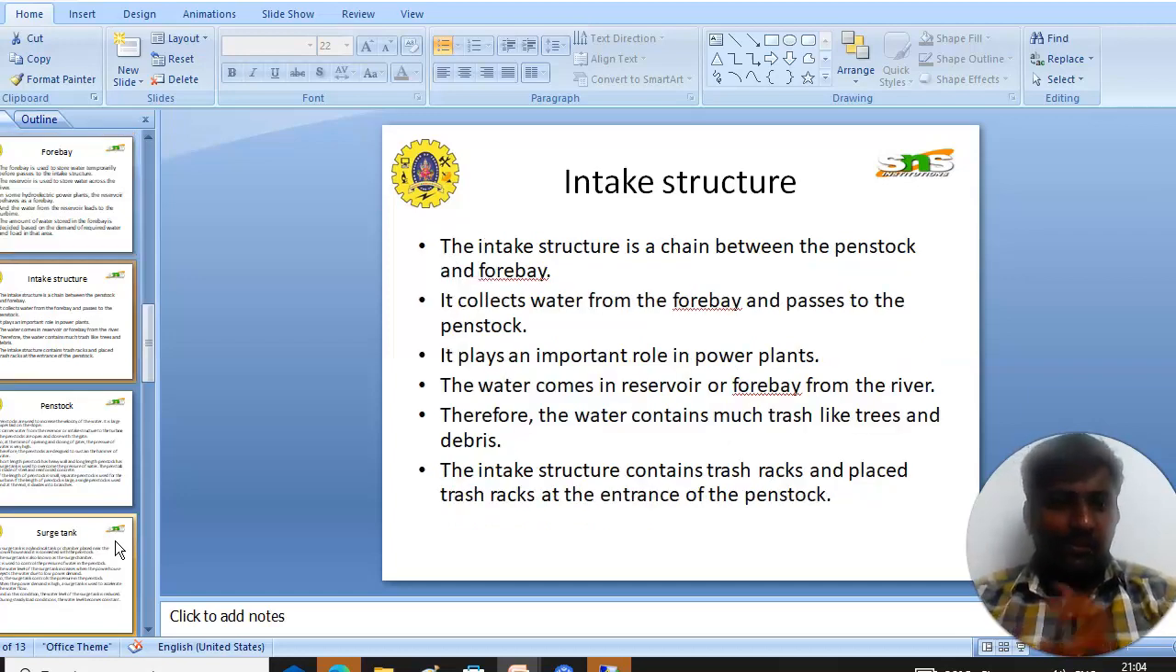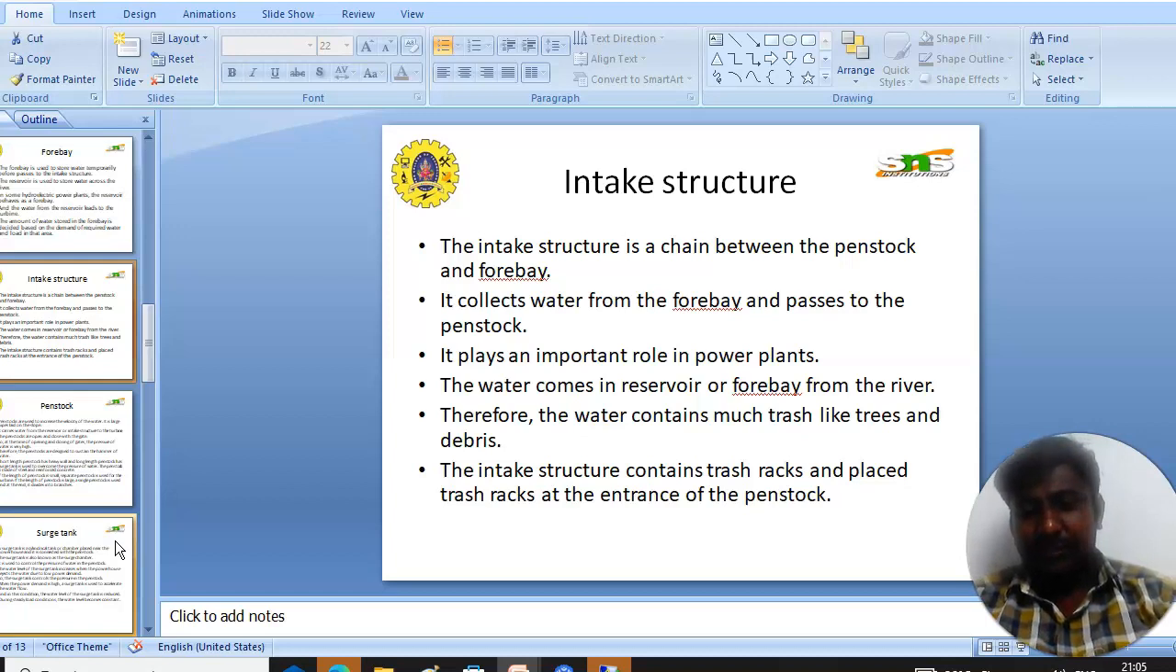Next, the intake structure. The intake structure is a link between the forebay and the penstock. It plays an important role in the power plant. The water comes into the reservoir or forebay from the river. Therefore, the water contains much trash like trees and debris. The intake structure contains trash racks, placed at the entrance of the penstock.